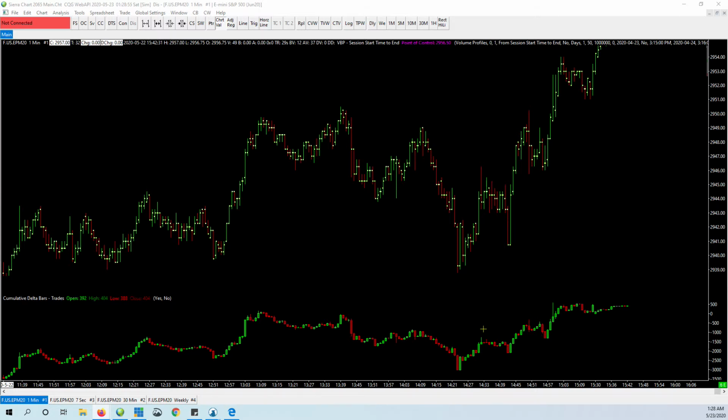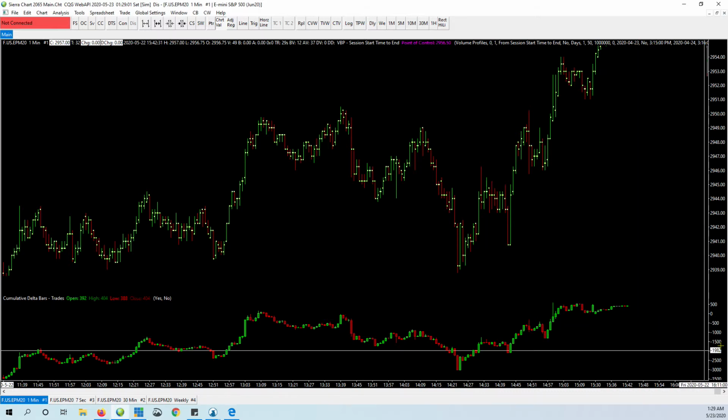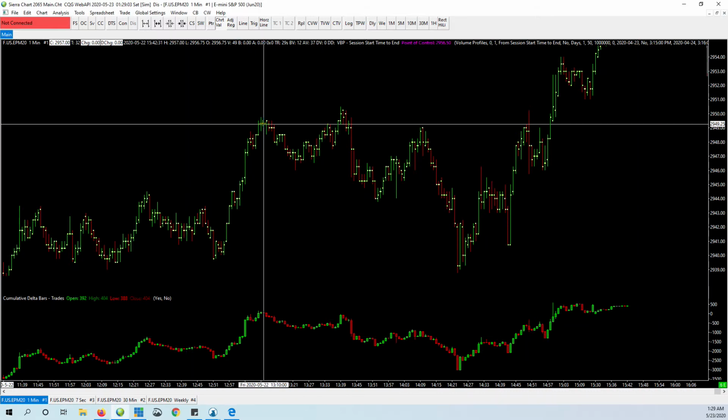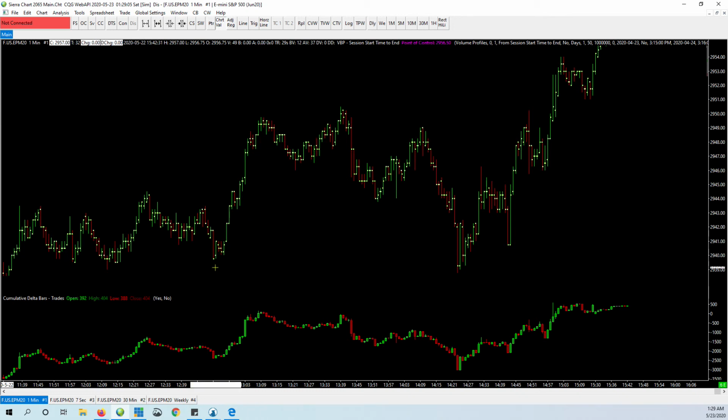It doesn't mean more sellers are in control if the number is negative. I mean, you can see right here it's negative, and the market ran up quite a lot of points there. So it really doesn't matter if it's positive or negative. The way people use it is to show if buyers or sellers are more aggressive when you test a certain area for the second or third go around. That's what it's basically used for.